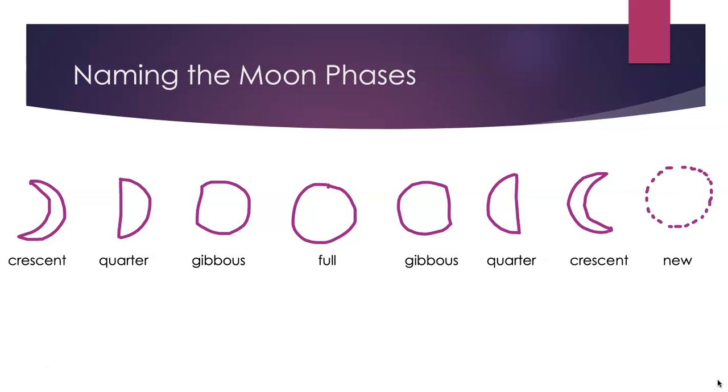Then we get to our crescent phase, and then we get to a new moon phase, which you can't see because you'd be looking directly towards the sun. So I've drawn it here with some dashes to indicate that it's there, but we really can't see it. But we're not done yet. There's a little bit more to the naming process.